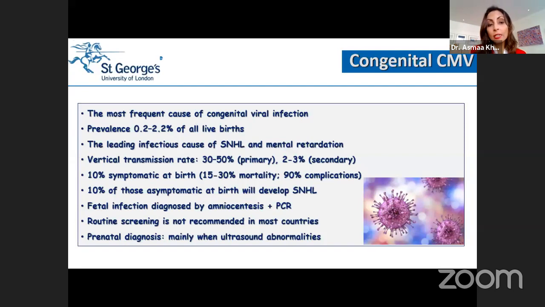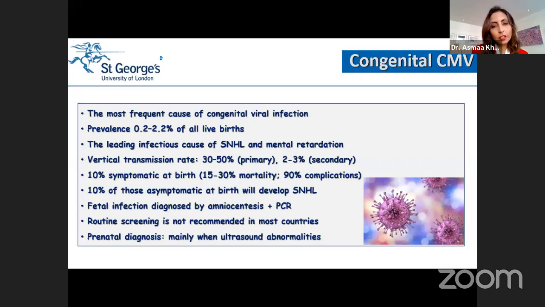And in this group of babies, the risk of mortality is high. It's about 15 to 30%, and 90% of them will develop complications. Of those who are born asymptomatic, about 10 to 15% of them will actually develop symptoms later in life, most commonly sensorineural hearing loss.